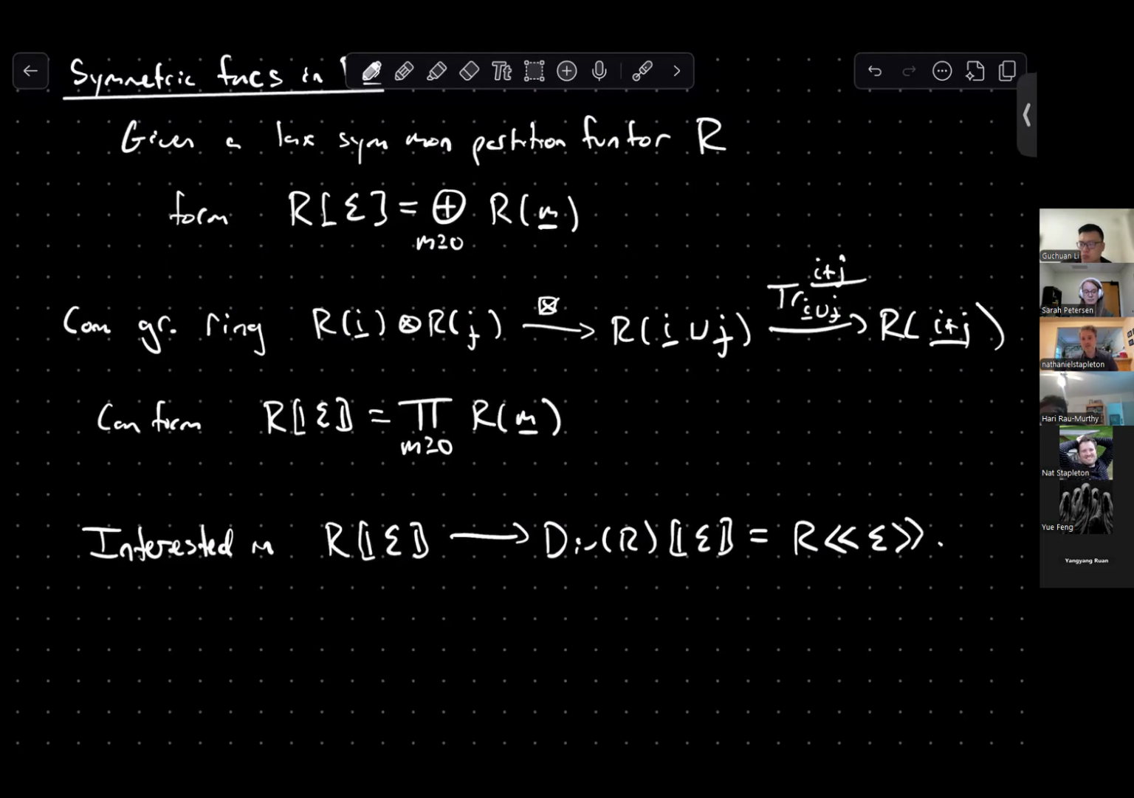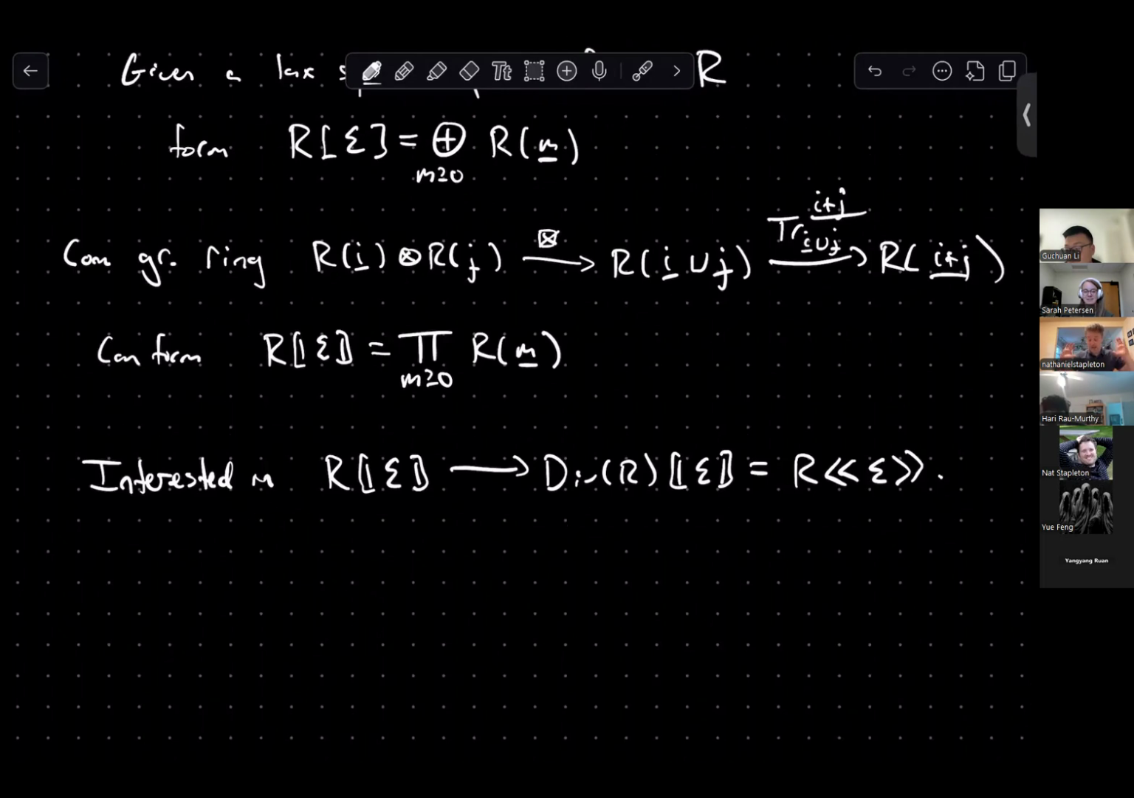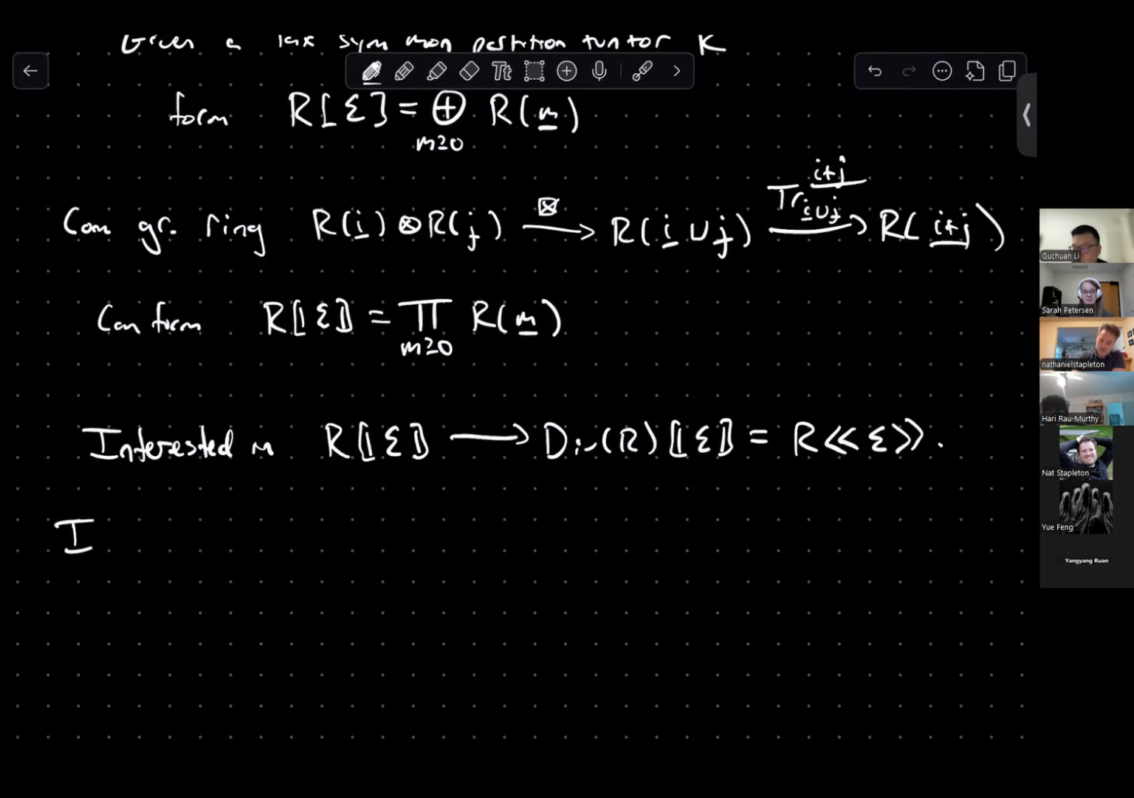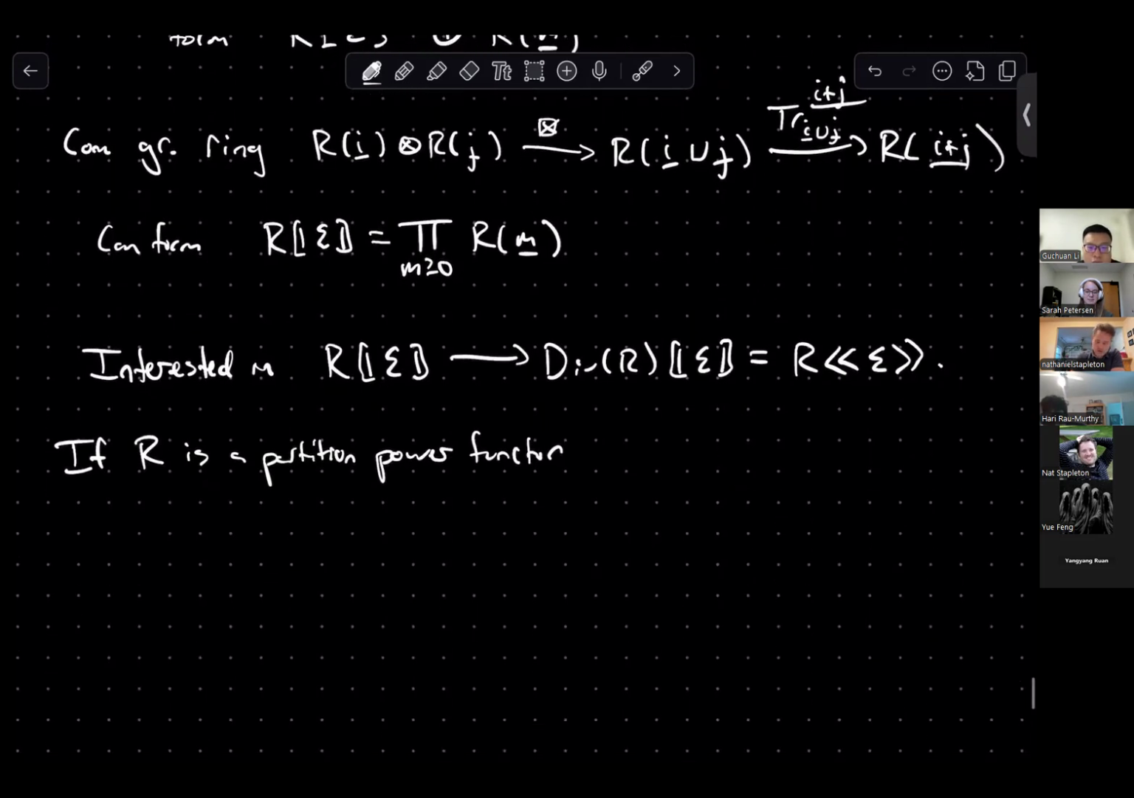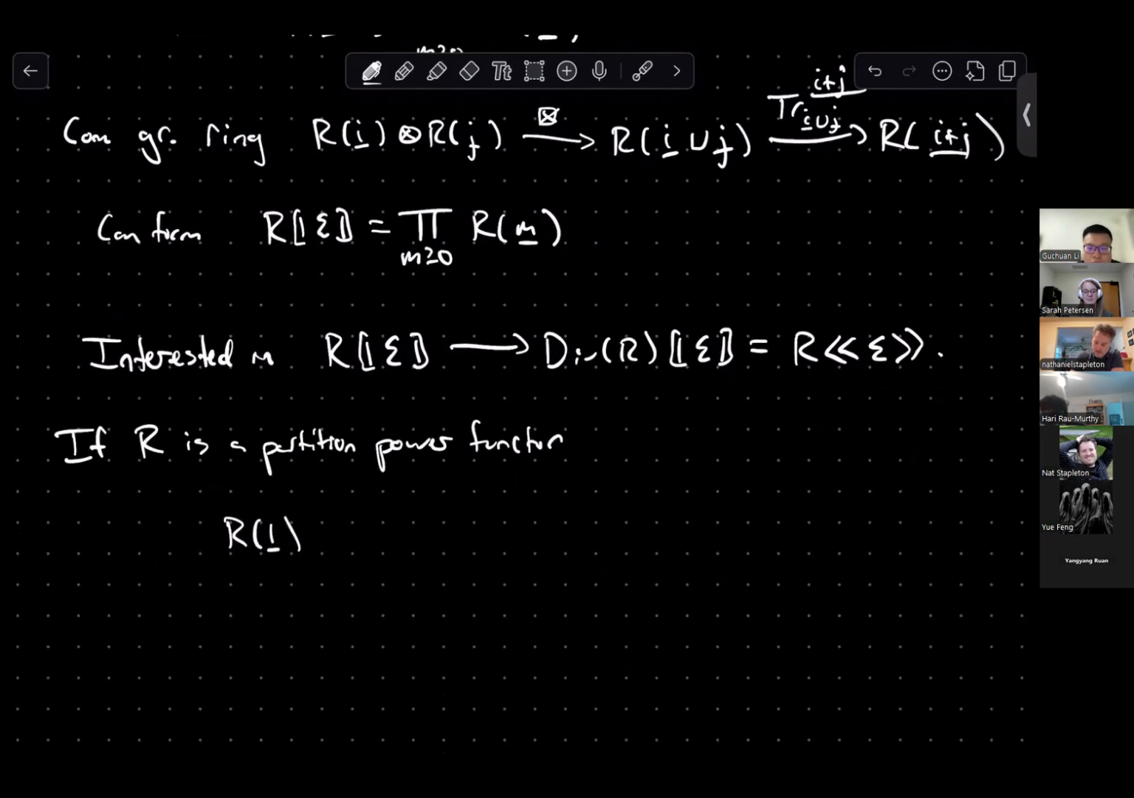And this is supposed to make you think about what we were talking about at the beginning, which is we wanted a home for an exponential relation, and the exponential relations previously required some kind of divided powers to make sense of them. And here is a target that at least I'm notating so that it looks like divided powers. So if R is in fact a partition power functor, then I can take the value of R on 1, and I can take the power operation.